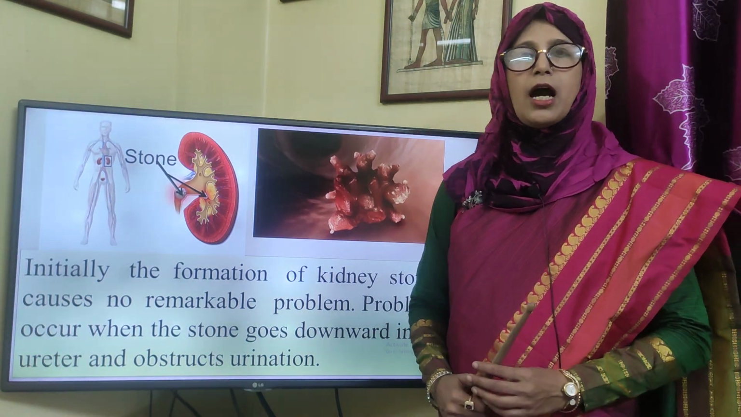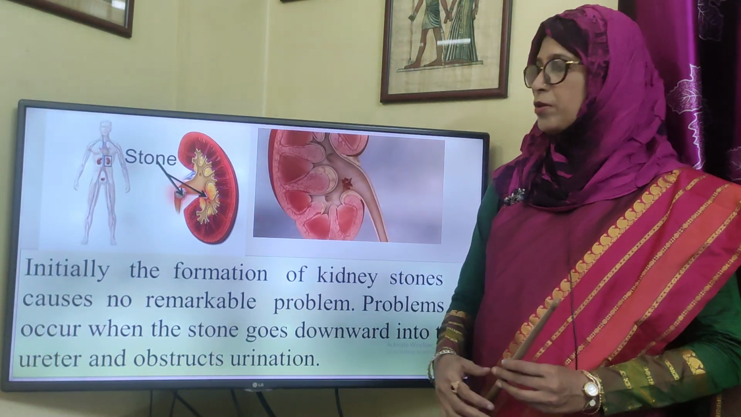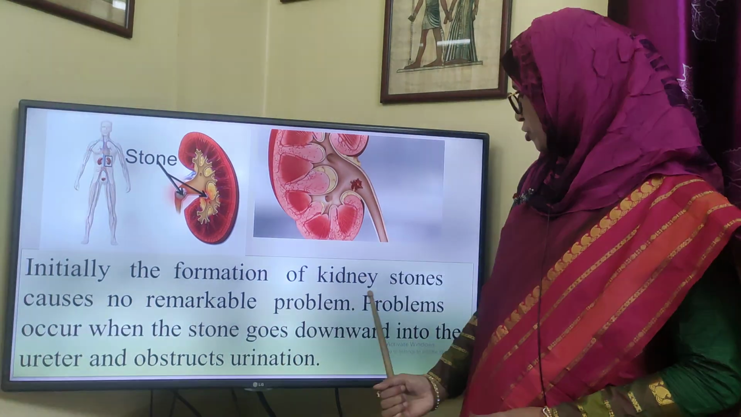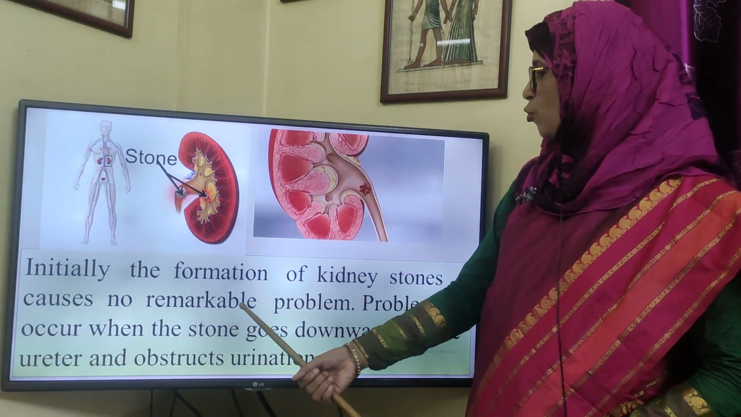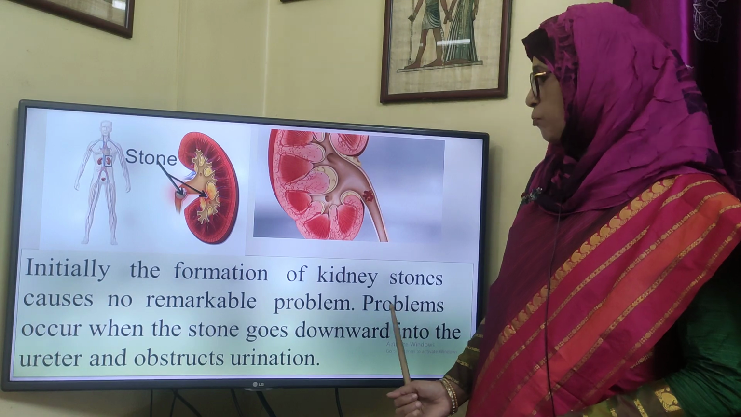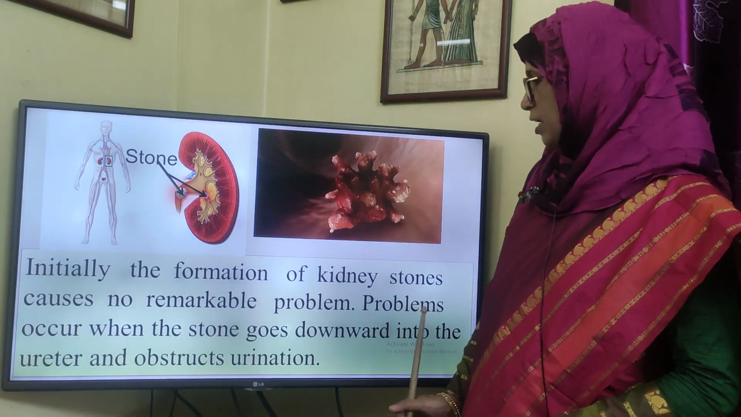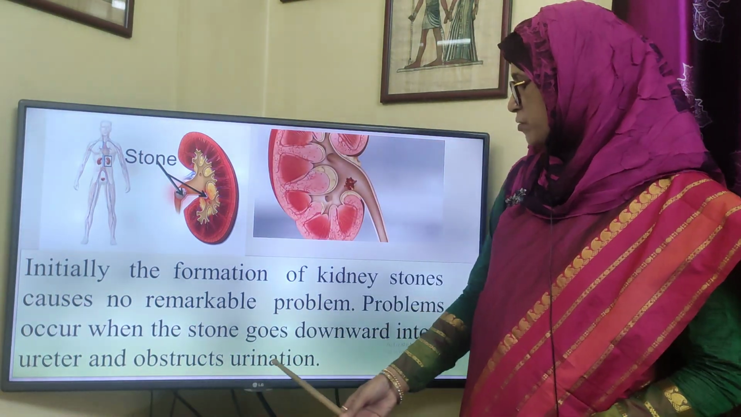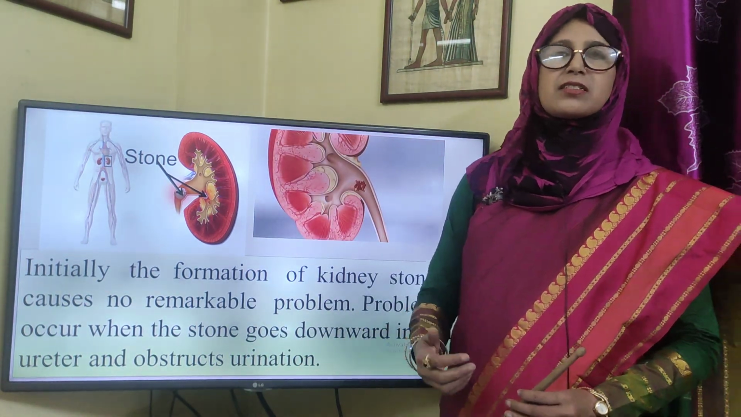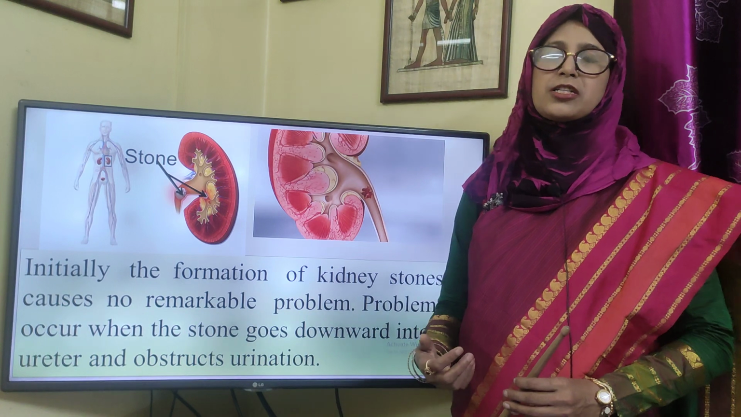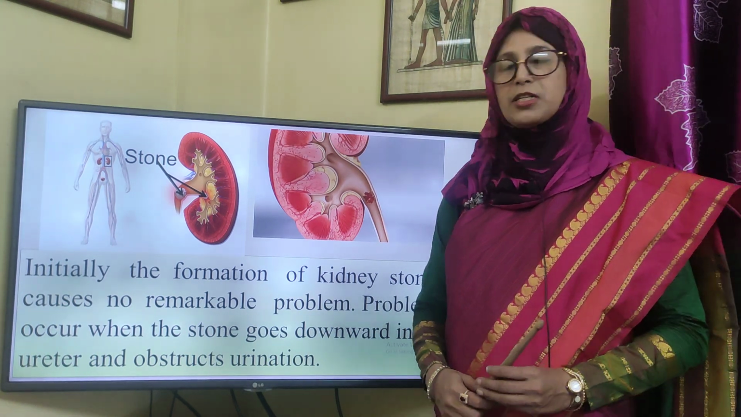Now, how can we identify the kidney stone? Initially the formation of kidney stones causes no remarkable problems, but problems will occur when the stones go downward into the ureter and obstruct urination. That means at first we cannot feel any problem, it does not create any problems.